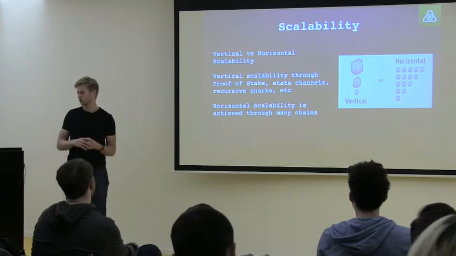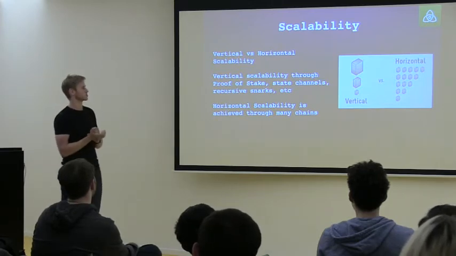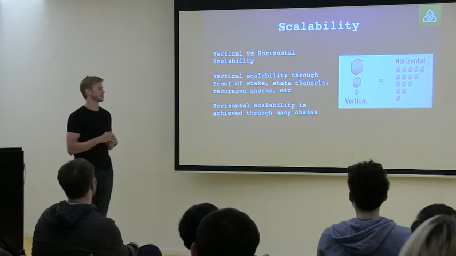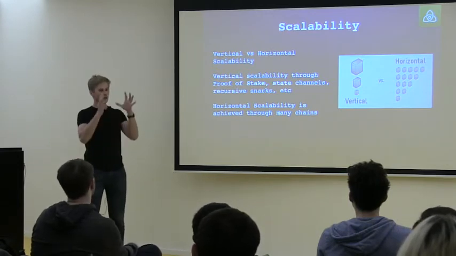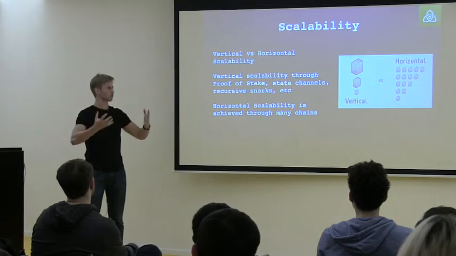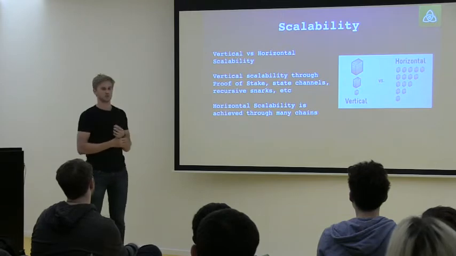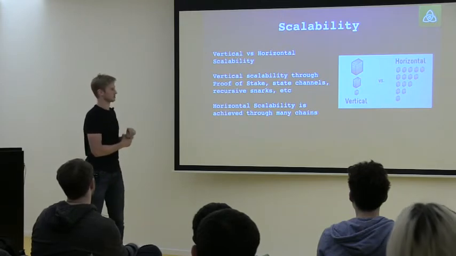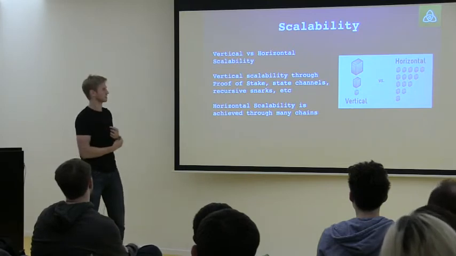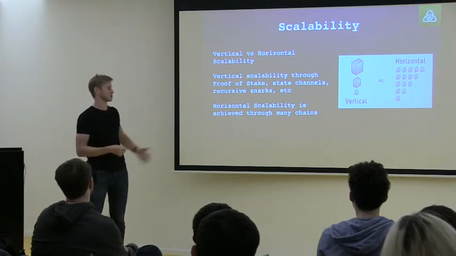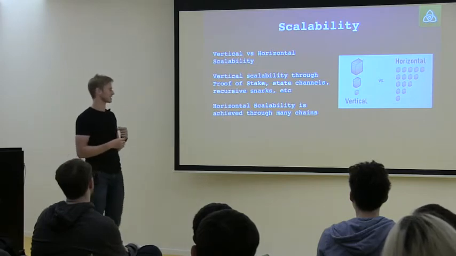Yeah, so just briefly on scalability, we've kind of talked about this already, but you can think of two ways of scaling. One is this idea of vertical scalability. You have one blockchain and you try to make that much more performant. So of course proof of stake is one thing. Proof of stake already is a big improvement over proof of work, and probably gives something like 50, 100x improvement. There are other things like state channels, fancy things like recursive SNARKs, which I don't understand.